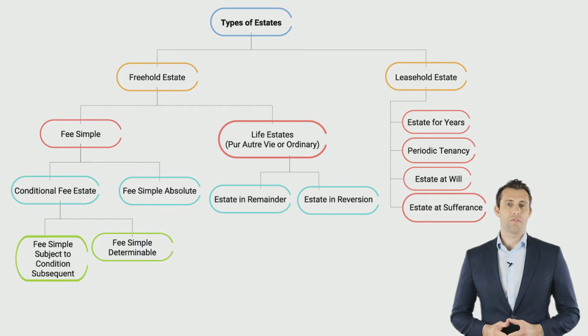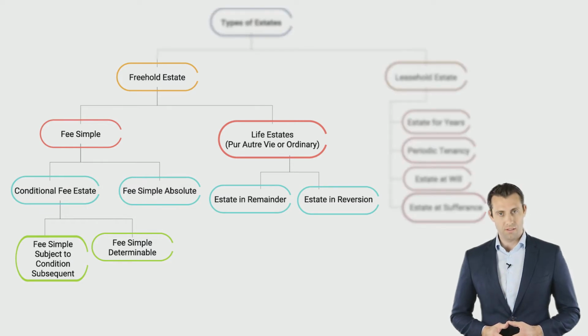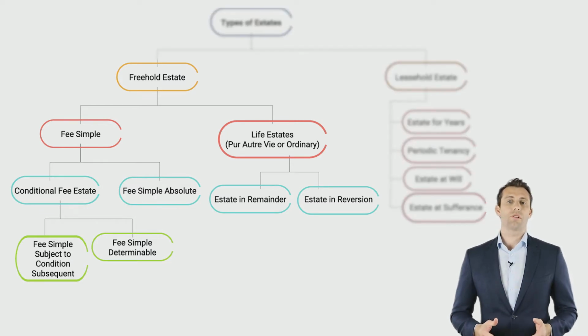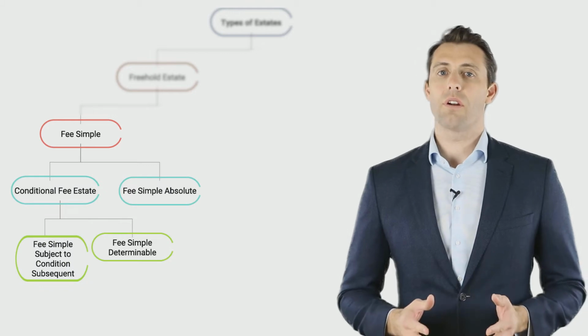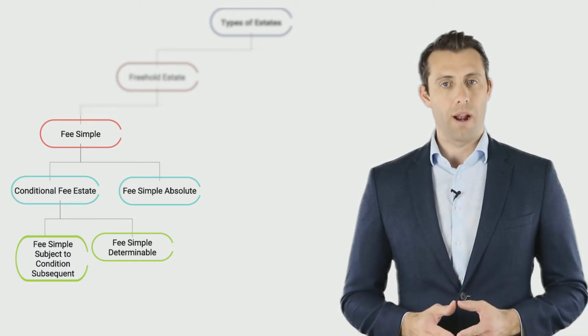We'll begin our discussion of the categories of estates with freehold estates. The two subcategories are fee simple and life estates. This video will focus on the fee simple type. Fee simple can offer varying amounts of control of a property.